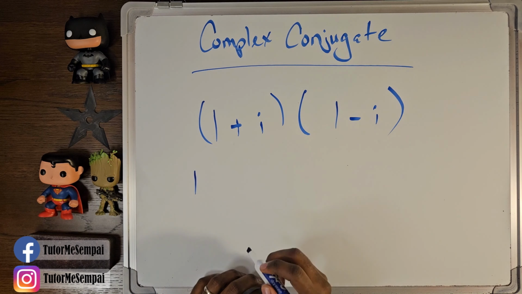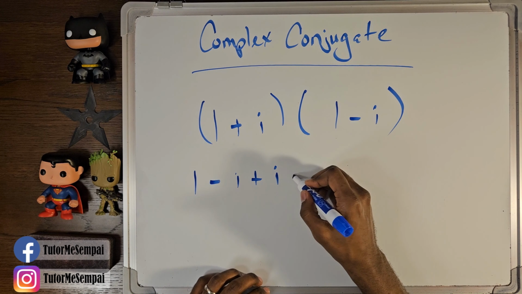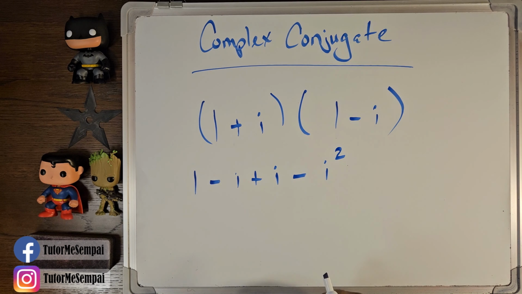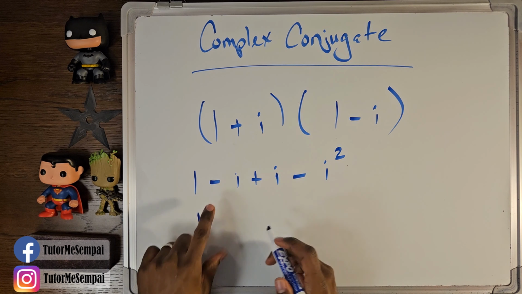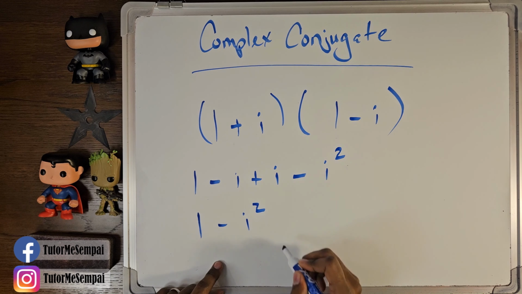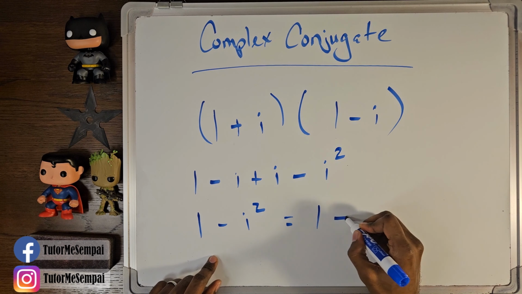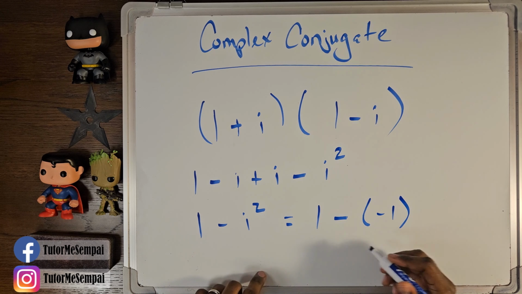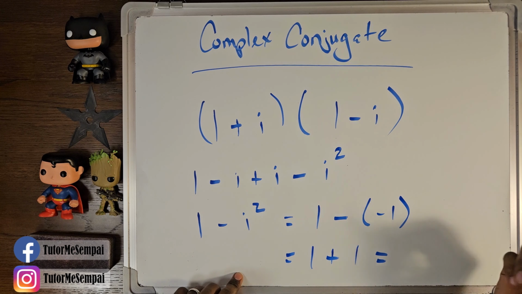This is going to be 1 minus i plus i minus i squared. Once again, if this confuses you, check out that video. But we're going to simplify this. Notice it goes from 1, we have minus i plus i, those cancel out, minus i squared. Well, what is i squared? Well, i squared is a negative 1. So minus a negative means that we have 1 plus 1, which gives us what?